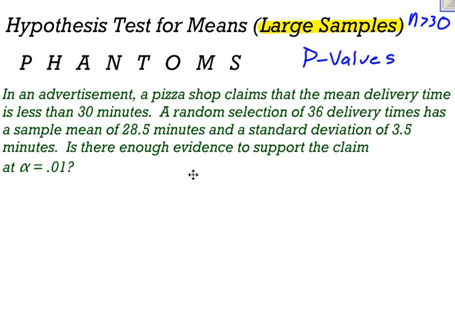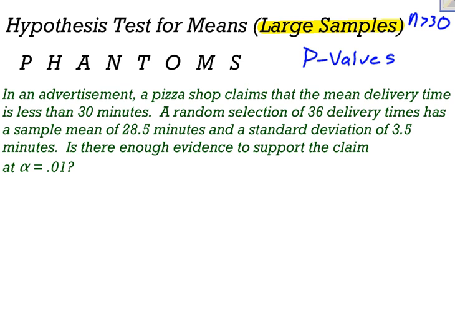So let's take a look at this example. It says, in an advertisement, a pizza shop claims that the mean delivery time is less than 30 minutes. A random selection of 36 delivery times has a sample mean of 28.5 minutes and a standard deviation of 3.5 minutes. Is there enough evidence to support the claim at alpha equals 0.01? Now, there's a lot of information in this setup, and we won't use all of it right at the beginning. We'll use a little bit in each one of these steps in PHANTOMS.